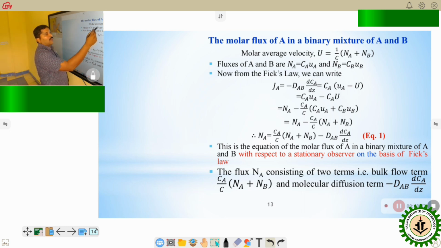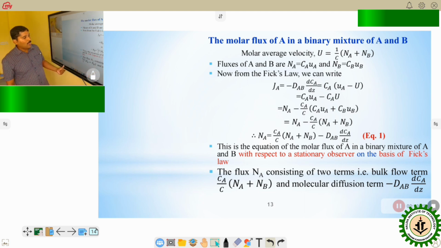We know from Fick's law that J is equal to minus D_AB dC_A by dz, and again we know J is nothing but C_A into (u_A minus capital U), the molar average velocity. If we simplify it, we will get that J is N_A minus C_A by C into (N_A plus N_B). From there you can write that N_A is equal to C_A by C into (N_A plus N_B) minus D_AB dC_A by dz.